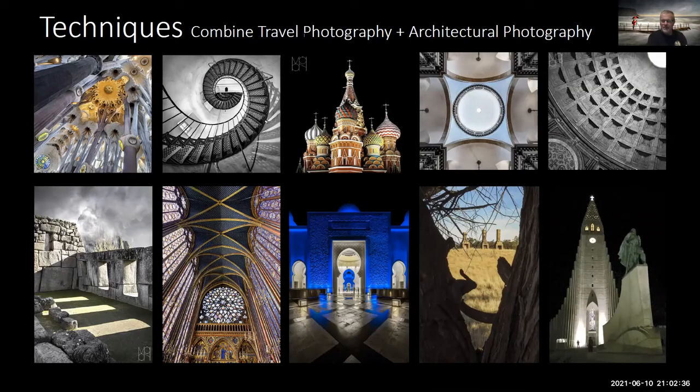So what do we got? The Pantheon up in the top right in Rome. We've got some Basil's in the middle there in Moscow. We've got Mr. Gaudi's church up in the top left, the Sagrada Familia. So all the sorts of things you can have fun with as you travel.